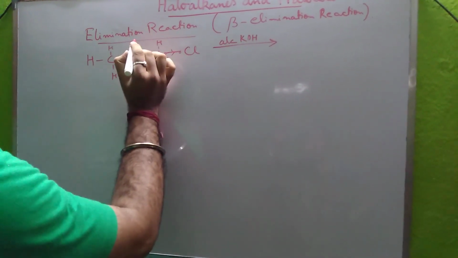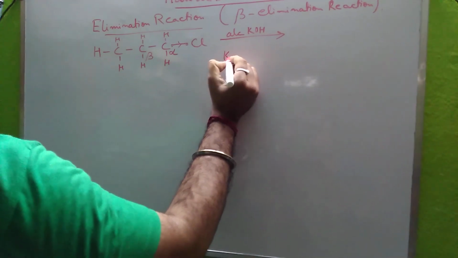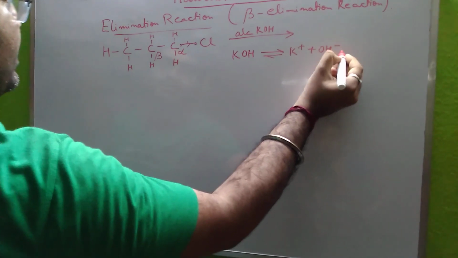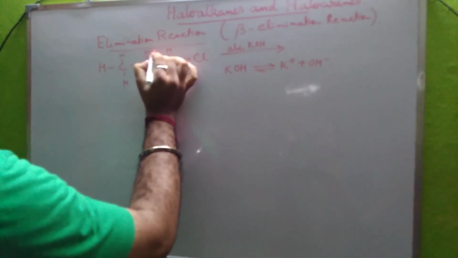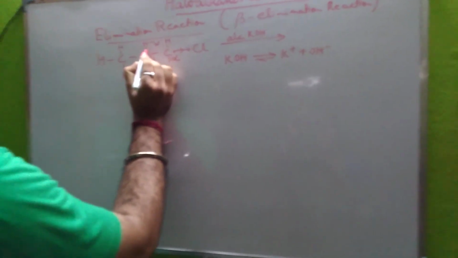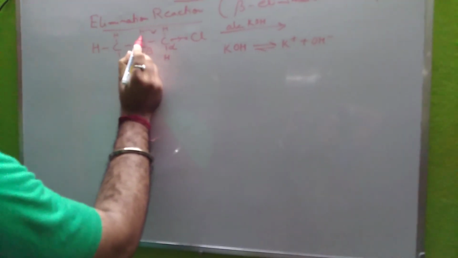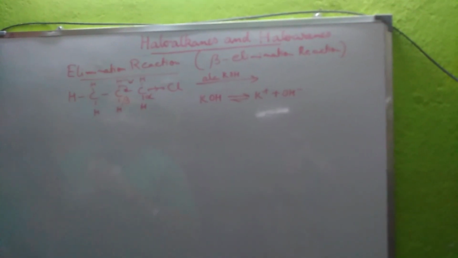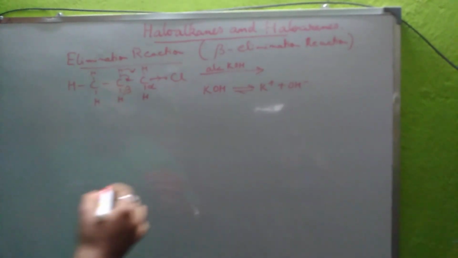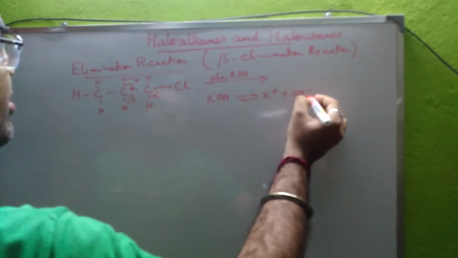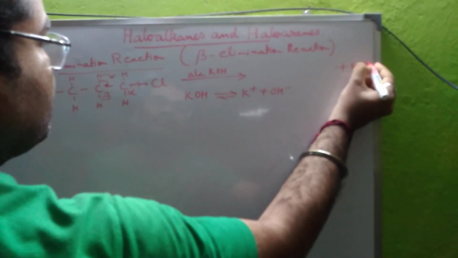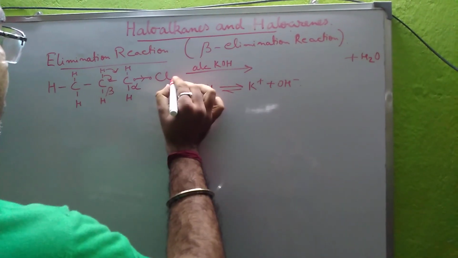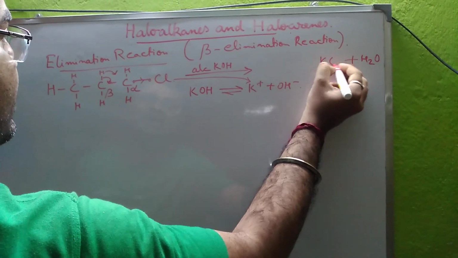So what will happen? This H will go out, because KOH is an ionic compound, and if it breaks, it will give K plus and OH minus. Now this H will be going out. So the bond present between carbon and hydrogen will shift to this carbon atom. This H will combine with OH and form H2O. This chlorine will go out and form Cl minus, which will combine with this K and form KCl.